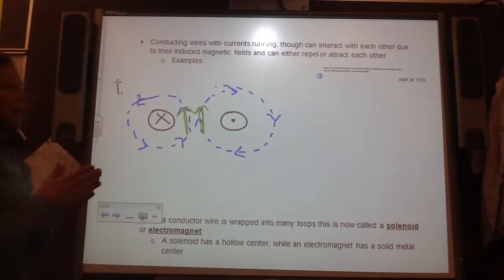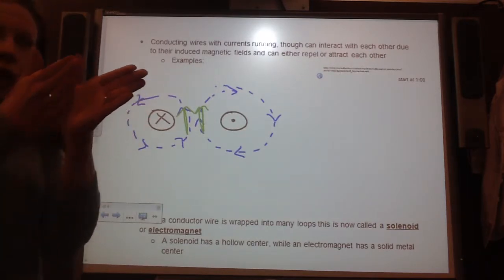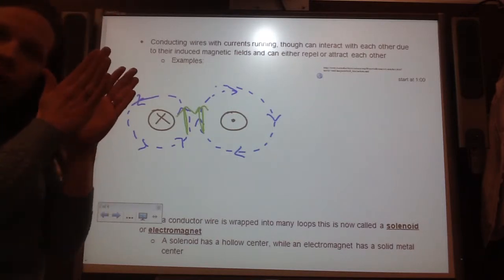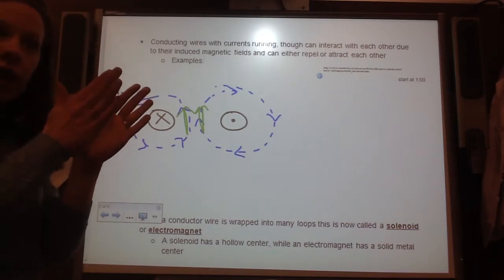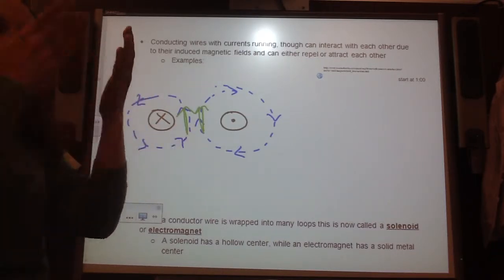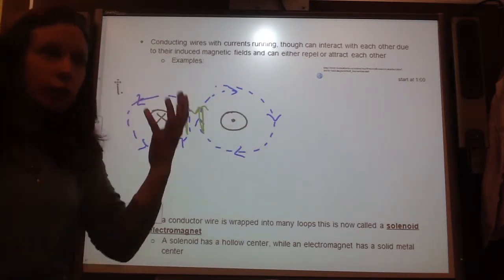So if the magnetic fields are going in the exact same direction, will the magnets be repulsed or attracted? Why do you say that? Because they're the same, similar repel. Okay, yes, you are right.